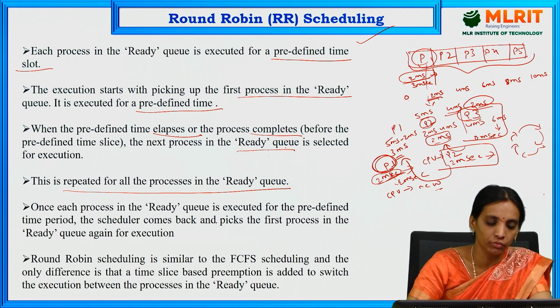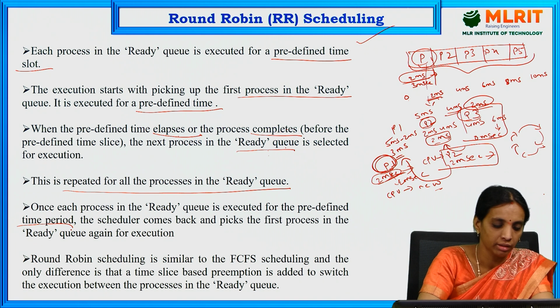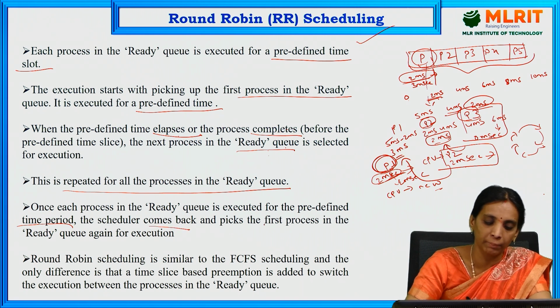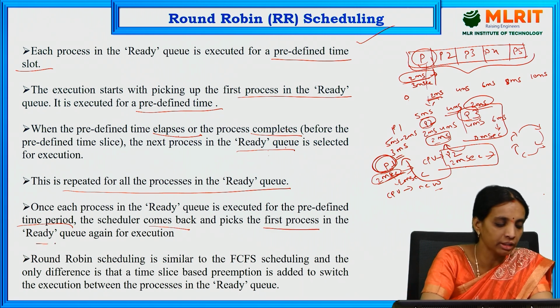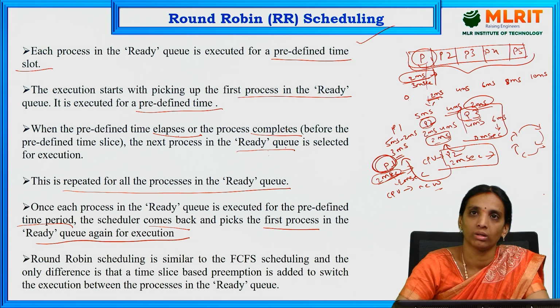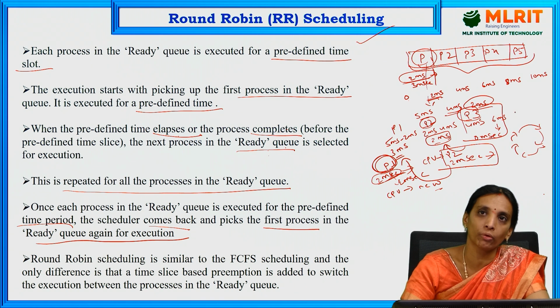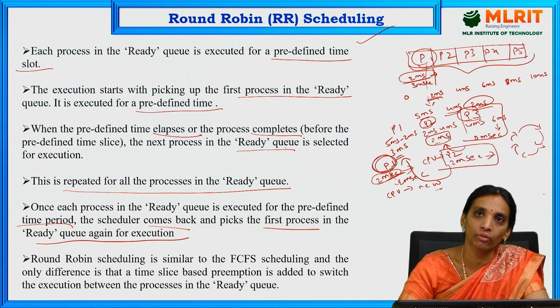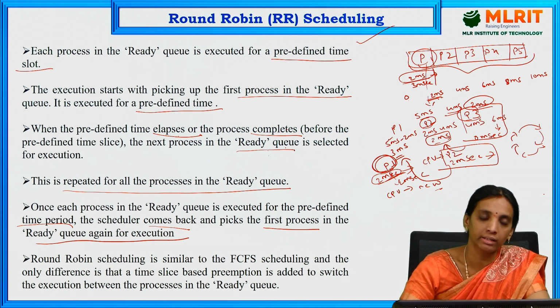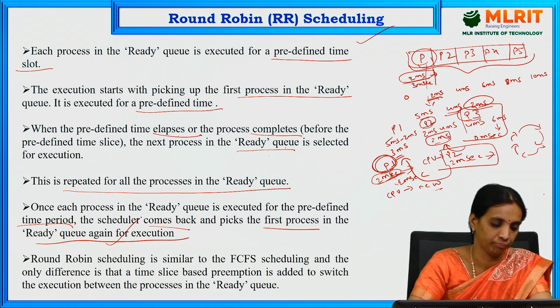Once each process in the ready queue has been executed for the predefined time period, the scheduler comes back and picks the first process in the ready queue. When a new process preempts the current process, after completion of the new process the execution flow comes back to the preempted process, and it completes its execution.